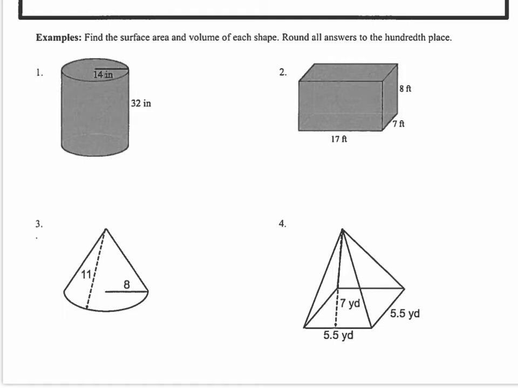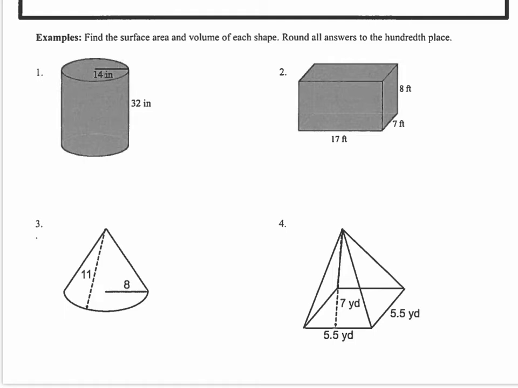So notice the example 1. It says find the surface area and volume. So first thing you got to do is identify what the shape is. So if you notice, number 1, well, this is a cylinder. So I got to find the surface area first. So on my formula sheet, I'm going to look up the surface area formula.